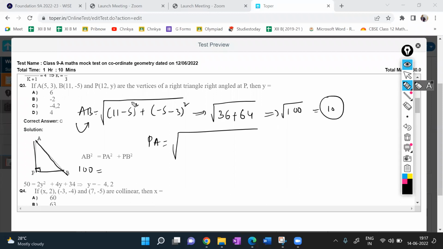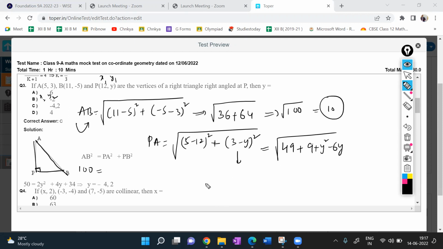Observe my point here. P is x1 comma y1, A is x2 comma y2. Understood? So x2 minus x1 whole square: 5 minus 12 whole square plus 3 minus y whole square. What are you going to get here? 5 minus 12 is 7, 7 square is 49. Here the formula is a minus b whole square, a square plus b square minus 2ab. So PA square is 49 plus 9, 58, plus y square minus 6y. This is my PA square.